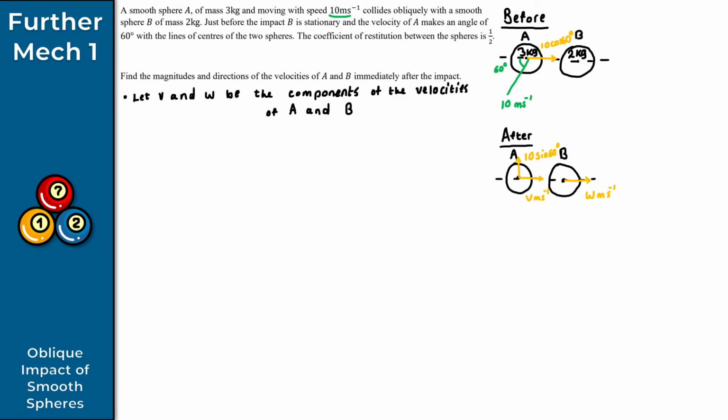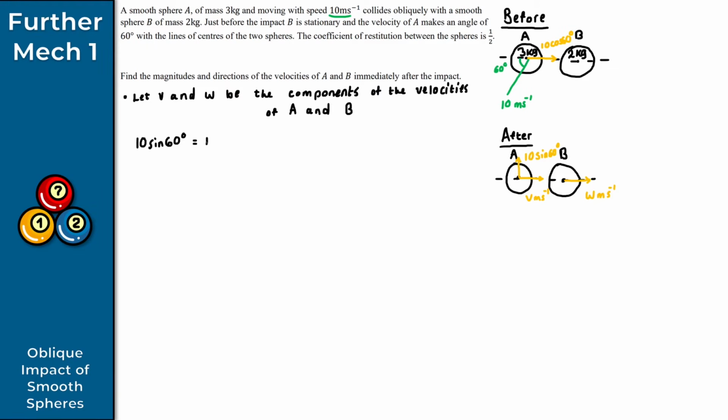Now, as B is stationary before the impact, it will move along the line of centers after the impact, right? So once these two spheres collide, then B will move along the line of centers here, okay? Now, in that case, we will have no change in the component of the velocity perpendicular to the line of centers, right? So in that case, what I've got here is 10 sine 60. That's this vertical component here.